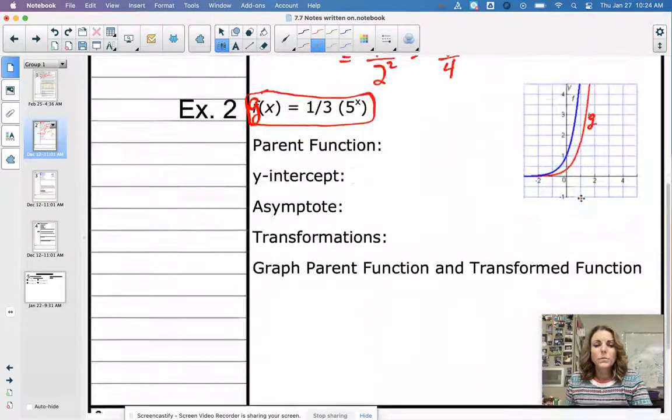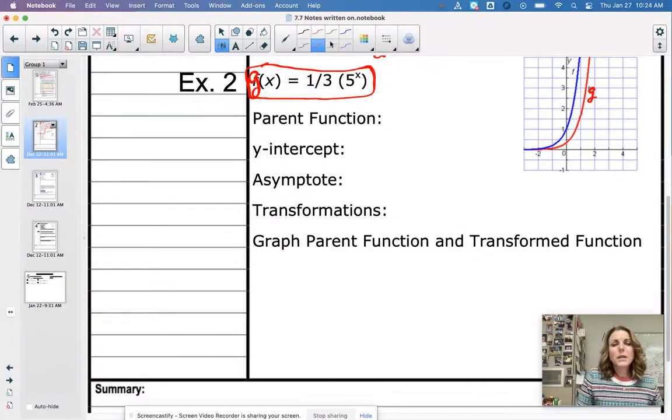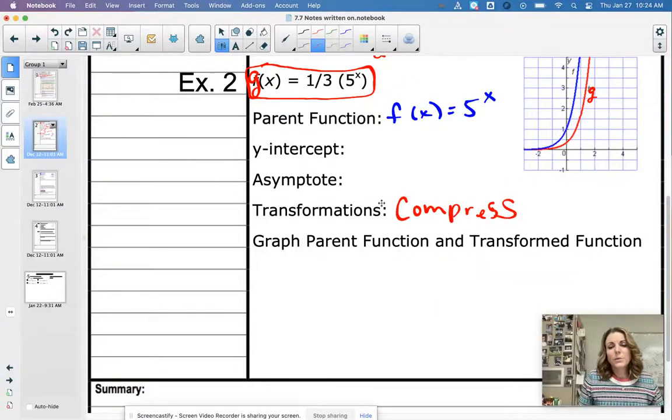Example 2. Again, the parent function here is going to be 5 to the x. I'm doing something to it. That's the 1/3 in front. And let's write that right now. That would be a compress. And we always write a vertical compress because we don't do horizontal by 1/3. The asymptote here is still going to be y equals 0.